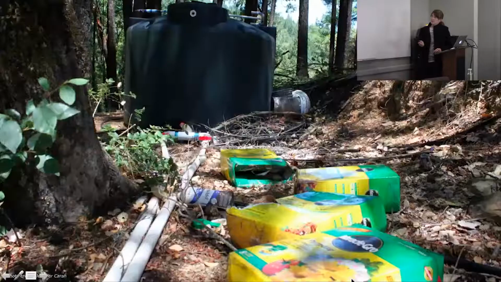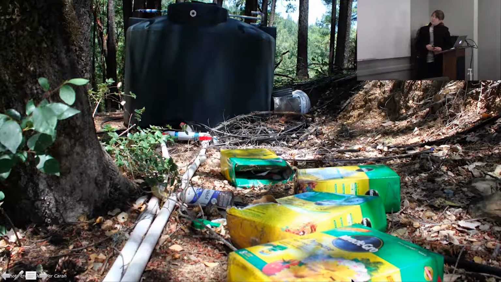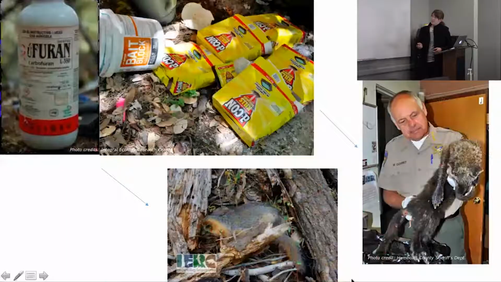Other water quality issues are associated with chemical application. This is a photo from a cultivation site in Shasta County. You can see this is typical of what I saw when I was out there that day. Not very careful storing of chemicals. Things just sort of scattered about the landscape. Those are fertilizer boxes.